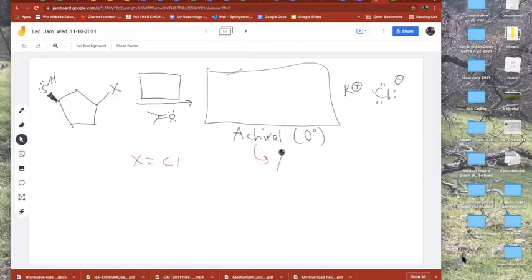Meso, that's what you should be guessing, right? So wait, how could this be turned into something meso? What would it have to have? What do meso compounds have about them that makes them easy to identify? They have symmetry. They have an internal plane of symmetry, right?